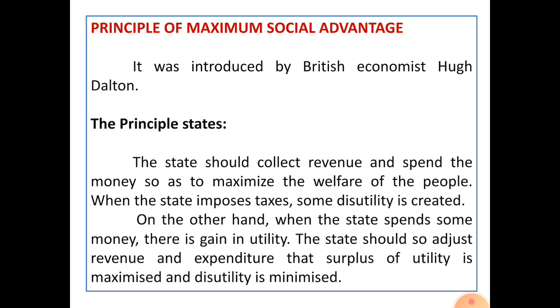The utility comes from the government expenditure, and the disutility, or sacrifice, is from the taxes. Disutilities should be minimized and utility maximized. That is the very important thing in the principle of maximum social advantage. The principle states this information.